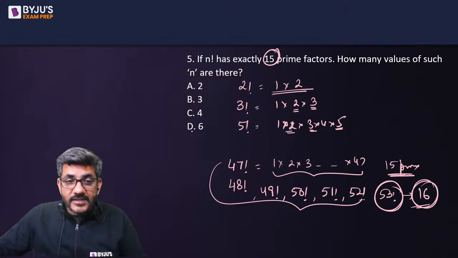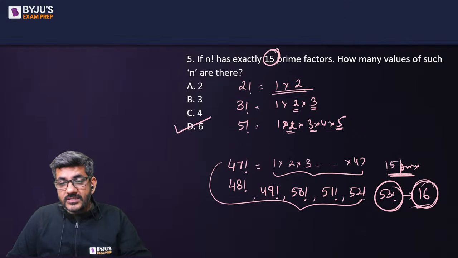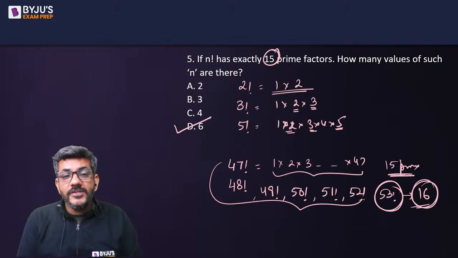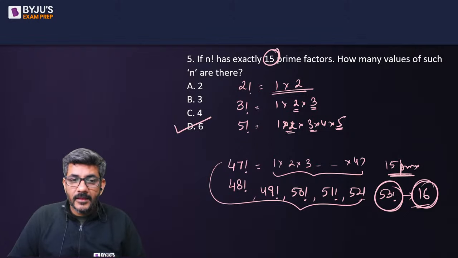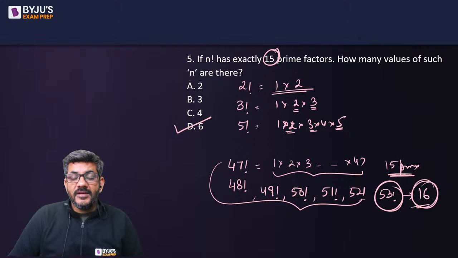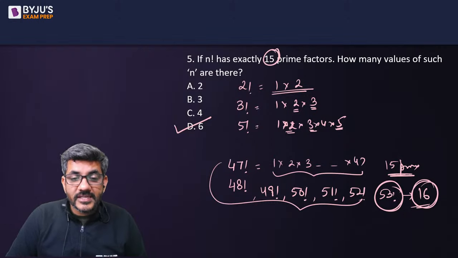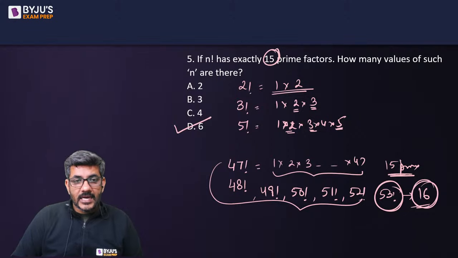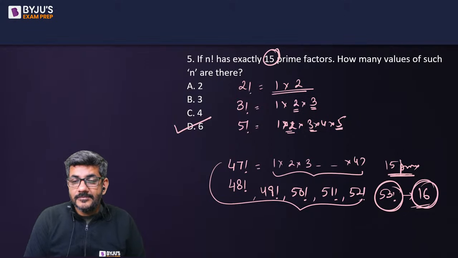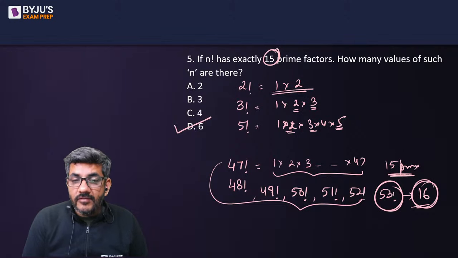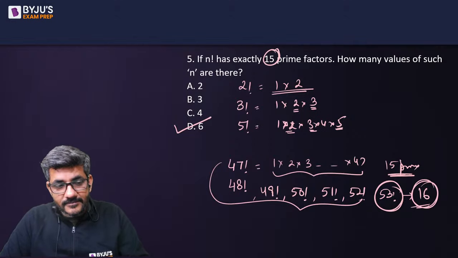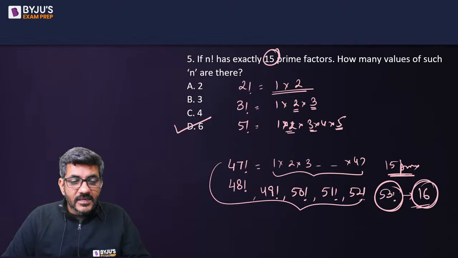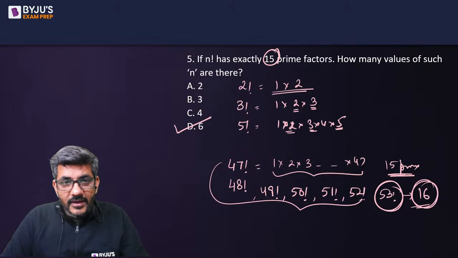1, 2, 3, 4, 5, 6. My answer is option D, that is equal to 6. There are 6 factorials which will be having exactly 15 prime factors: 47, 48, 49, 50, 51 and 52. These are those 6 factorials. All of them will be having exactly 15 prime factors. I am sure that all of you got it. There are 6 values of n such that n factorial has 15 prime factors. I hope it is understood to all of you. I'll move ahead from here now to the next question.